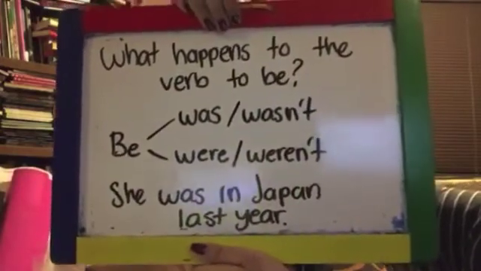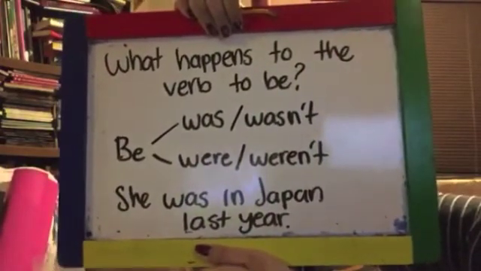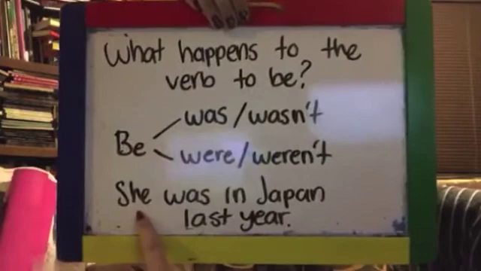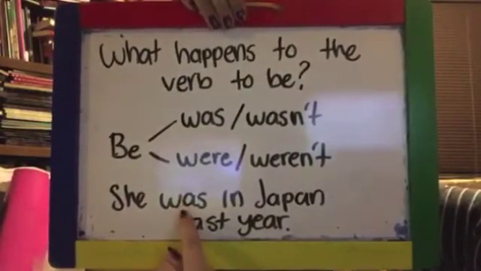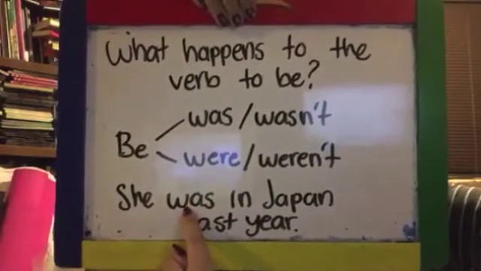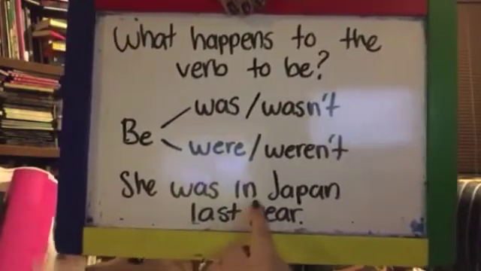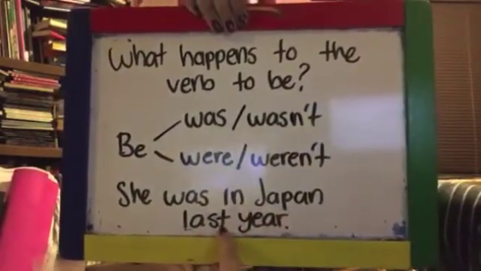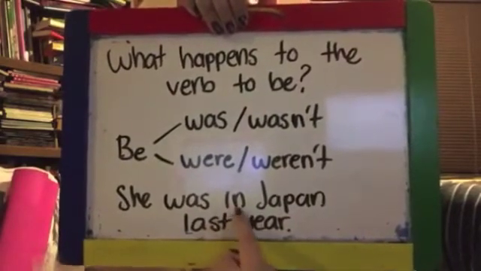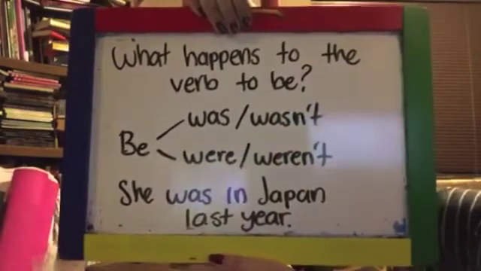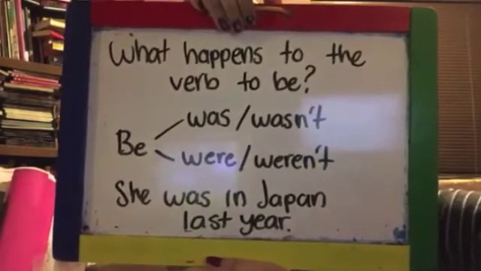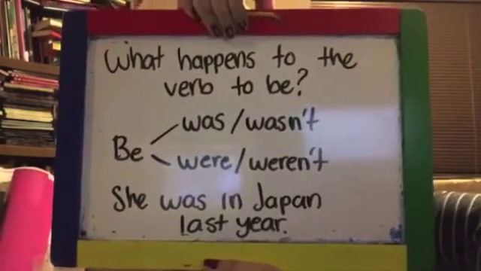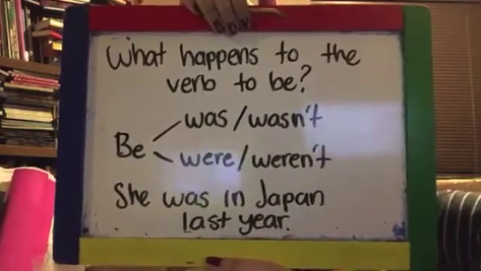And like this example, we have the subject, she, we have the verb, which is in past, was, we know where, and we know when. She was in Japan last year. So this is how you use the verb to be in simple past.